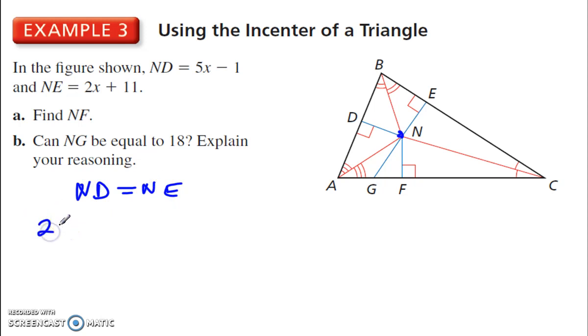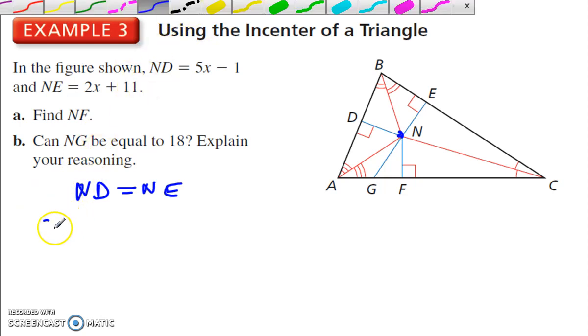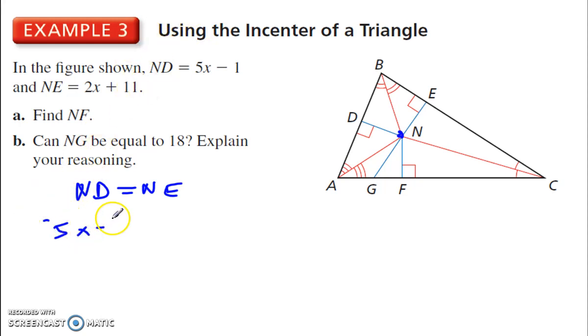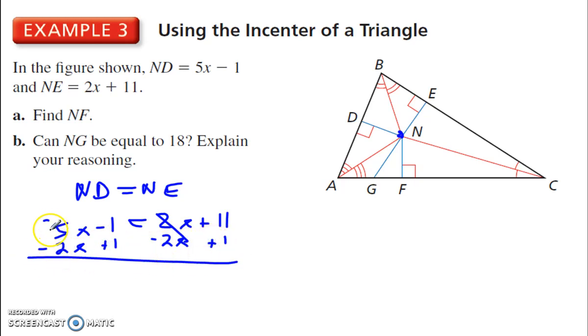So 5x minus 1 is equal to 2x plus 11. And then we solve this. Subtract 2x from each side, and add the 1 to each side. And we get 3x is equal to 12. Divide by 3, and x is equal to 4.